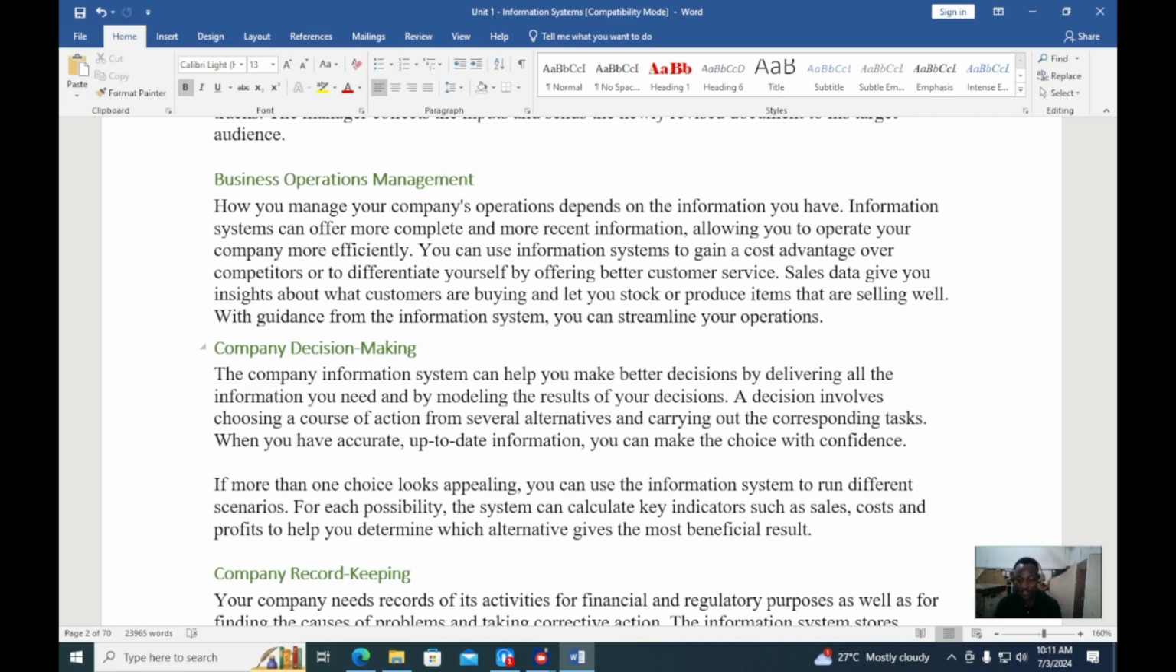Now that means you need to be informed. You need to have information about that particular option, including the current effects of that decision, and maybe the effects that would come later. So you need to take a course of action on maybe several alternatives that you have. If you have information that is accurate and up to date, you will be confident to make a choice. You're going to make a choice with lots of confidence, because again, you are informed.